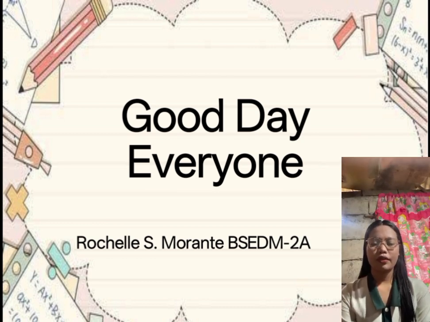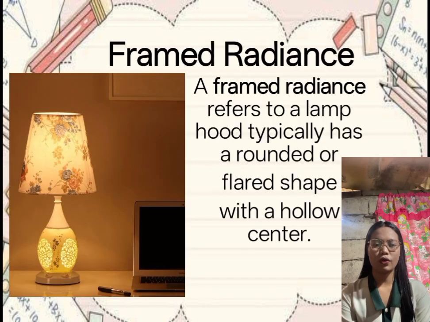Let me start with the real-life object that we chose that is in similar form with the solid of revolution generated. This object is a framed radiance. So what is a framed radiance? A framed radiance refers to a lamp that typically has a rounded or flared shape with a hollow center. So this figure connects to the problem assigned to us, as both involve finding the volume of a rotated shape.